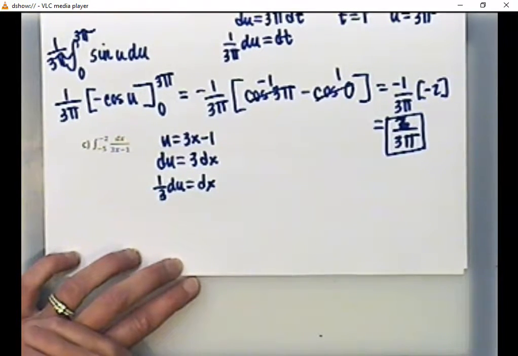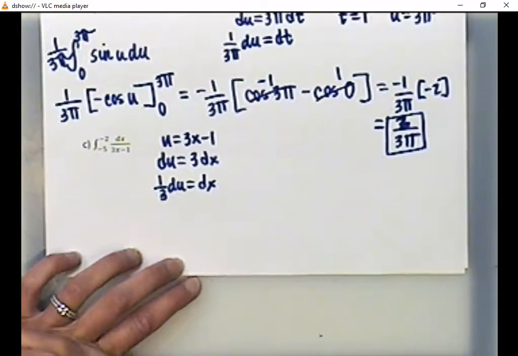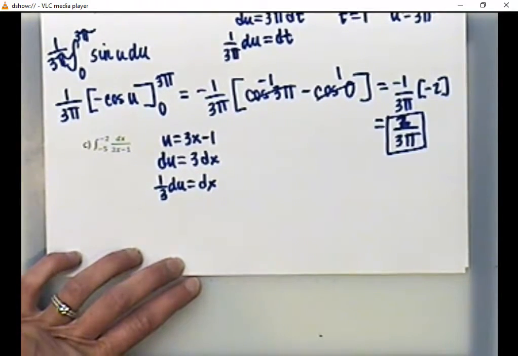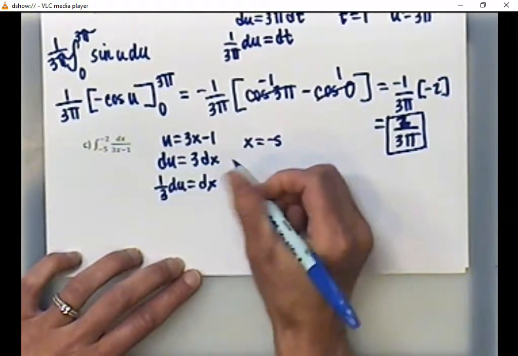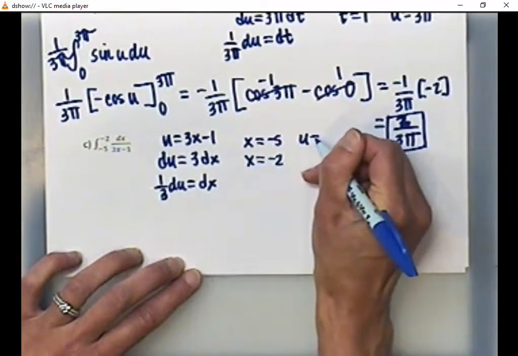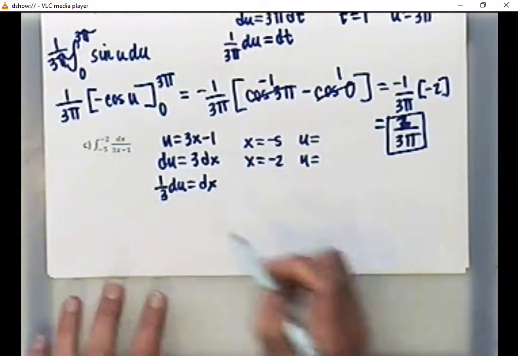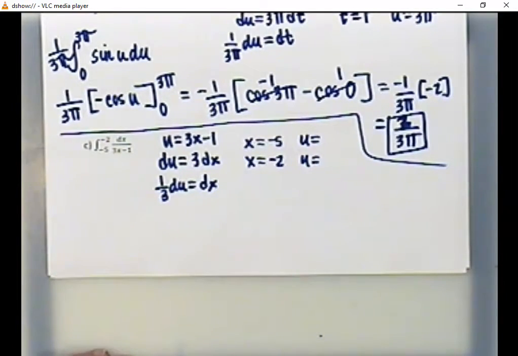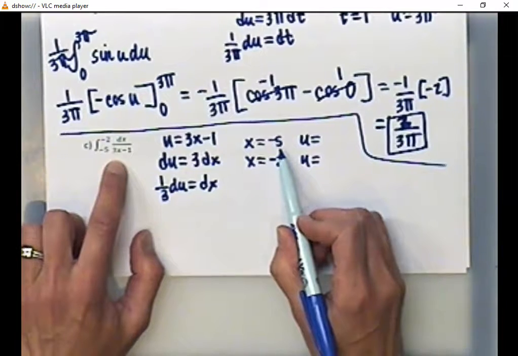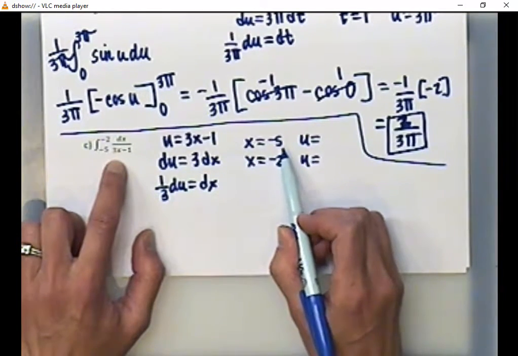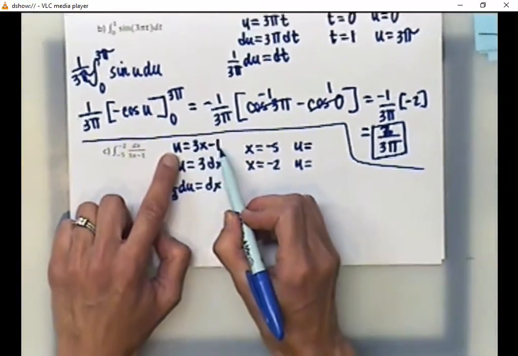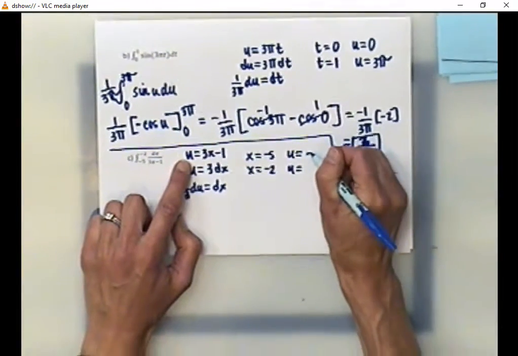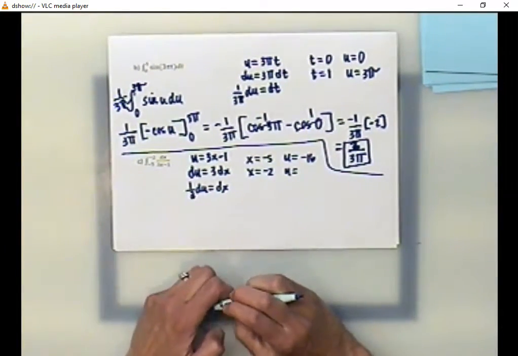What else should I do on this one before I do the substitution? Yeah, the limits, right? So we're going to change the limits. I always think it's easier to change the limits if you're doing the u sub because then you don't have to go back to the x values. So here we have x is -5, the bottom limit, and x is -2. So we want to find their corresponding u values. Alright, so when x is -5, how do I figure out u? Yeah. Substitute it into the u equation, right? So that'll be -15 minus 1, which is -16. Good.